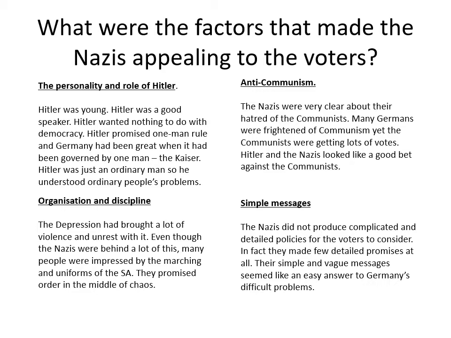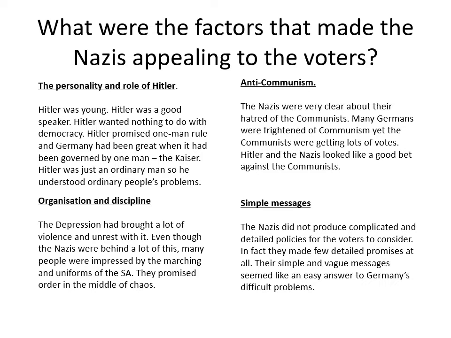And also organization and discipline. The Depression had brought a lot of violence and unrest with it. So there was crime on the streets, there was unrest on the streets, there were riots, there were protests. So even though the Nazis were behind a lot of this, many people were impressed by the marching and the uniforms of the SA. Remember, Hitler's brown shirts, his private army. They promised order in the middle of chaos.